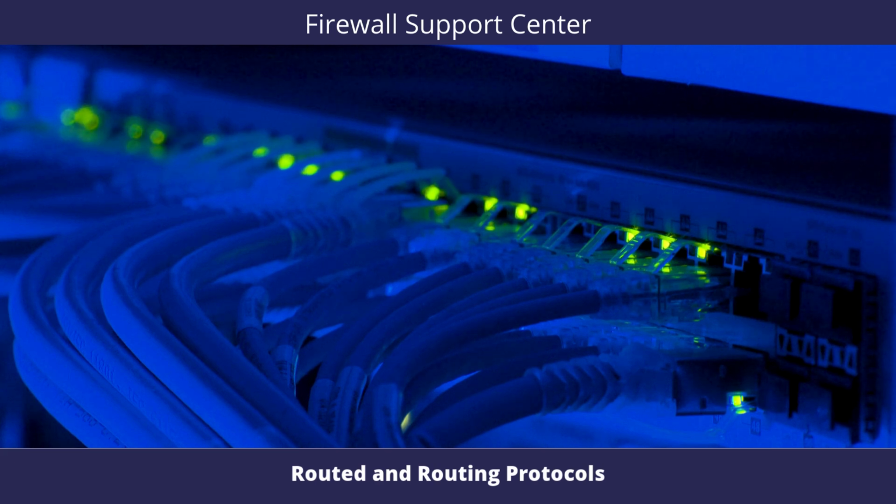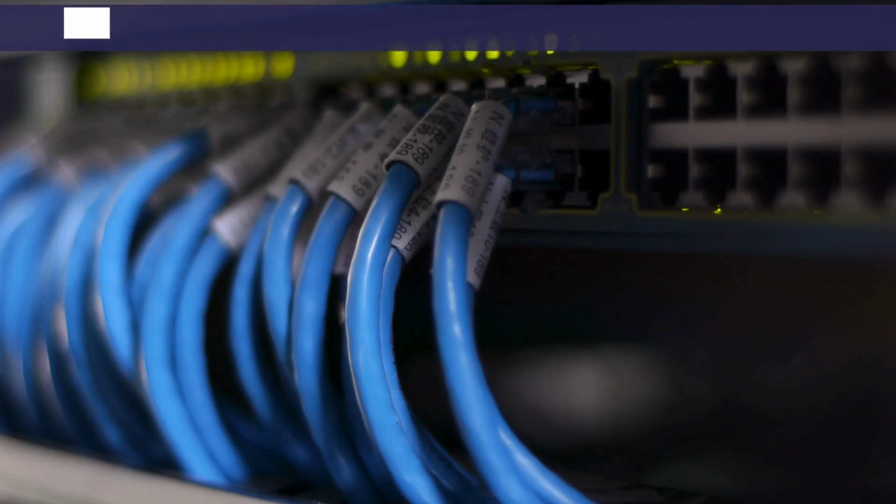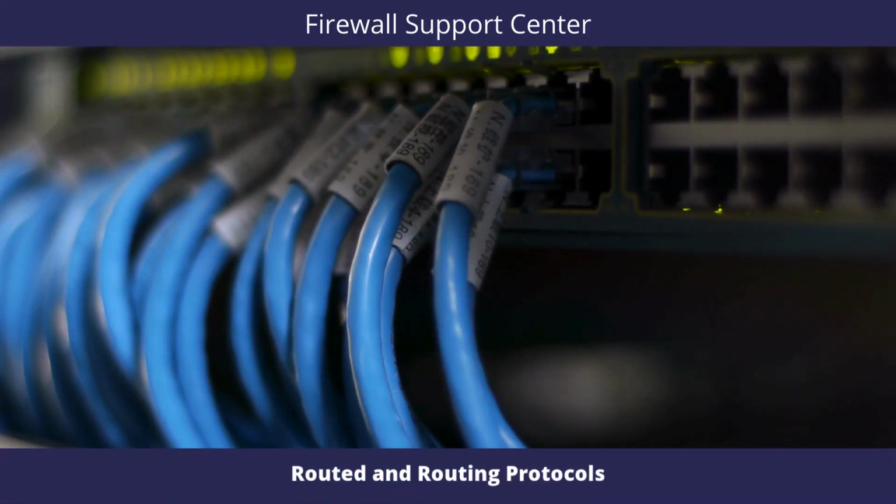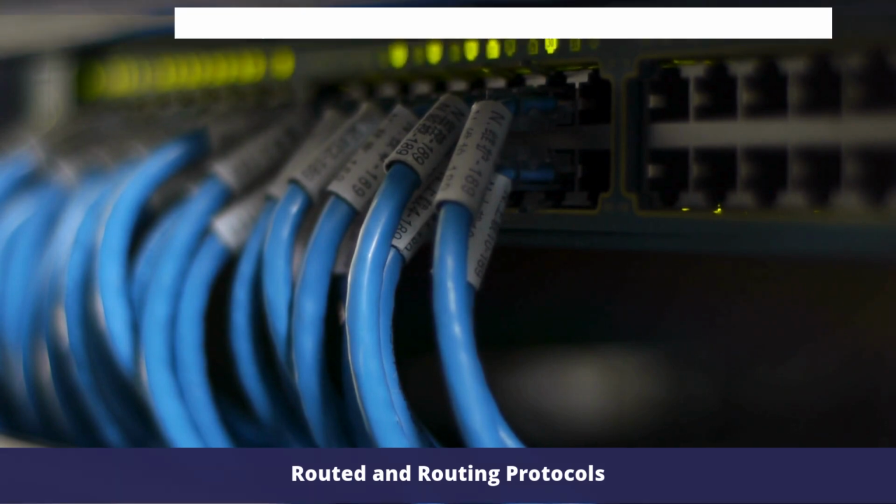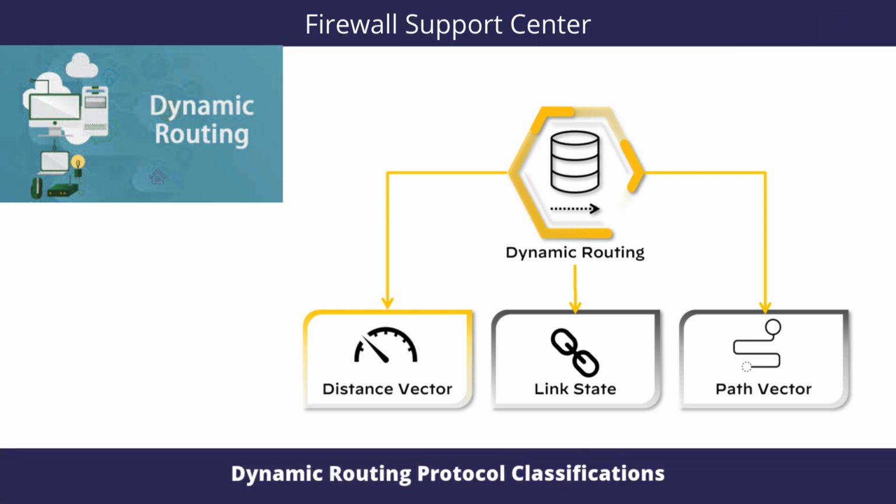Dynamic routing protocols automatically learn new routes or alternative paths, and continuously determine the optimal route to a destination. The routing table is regularly updated with current information, allowing for more flexible and efficient network traffic management. Dynamic routing protocol classifications. Dynamic routing protocols can be categorized into three main types: distance vector, link state, and path vector.